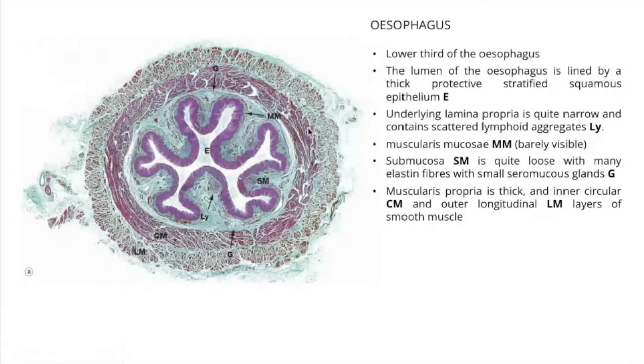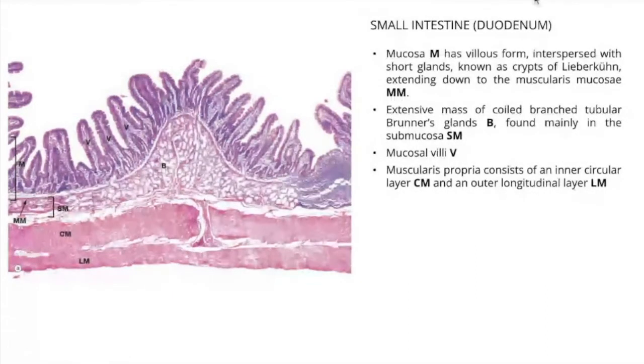So this could be the transverse section of esophagus, the lower third of esophagus. And this is the structure of duodenum, part of duodenum. So the micrograph showing the mucosa has villus form present here.